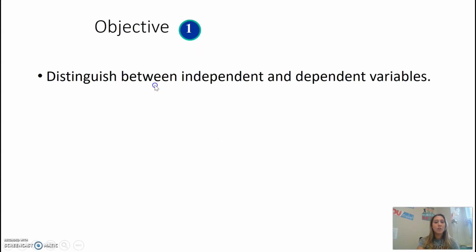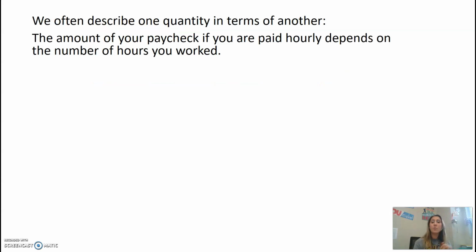All right, so we're going to distinguish between independent and dependent. Now, this is something that I skipped last year, but I want to cover really quickly this year just to make sure that we're all using the same language and we're all starting at the same spot. So we often describe one quantity in terms of another. The amount of your paycheck, if you are paid hourly, depends on the number of hours you worked, right?